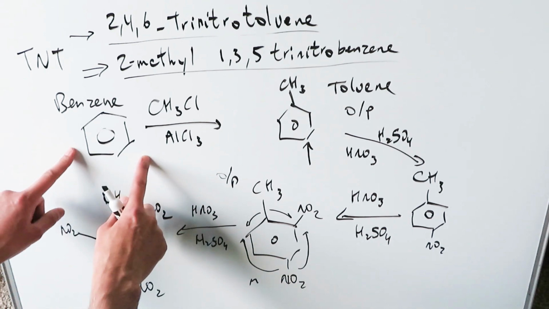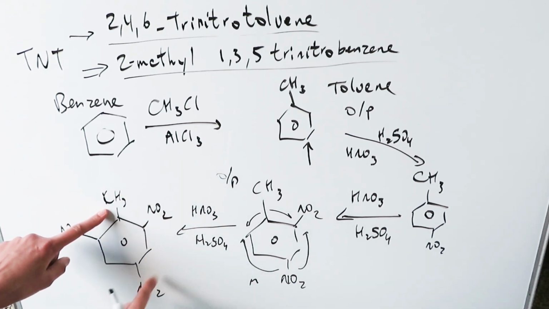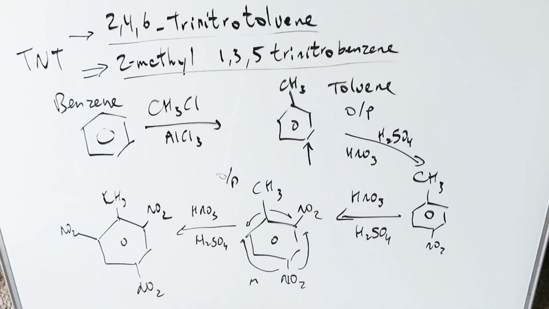If your parent compound is a benzene, you're looking at a 2-methyl 1,3,5 trinitrobenzene. Either way, it's still TNT, and the synthesis is fairly easy.